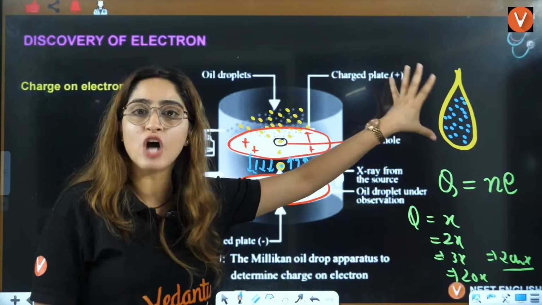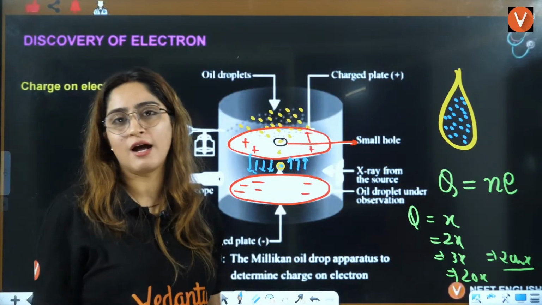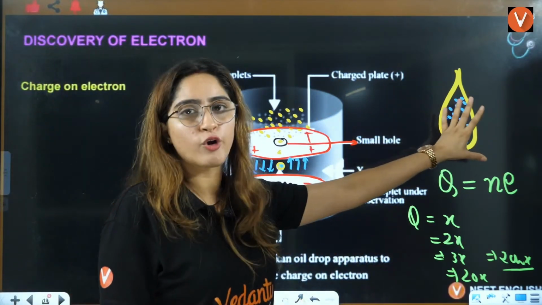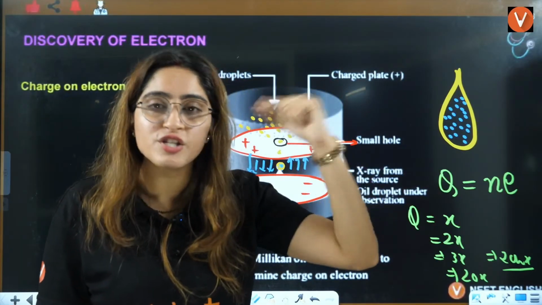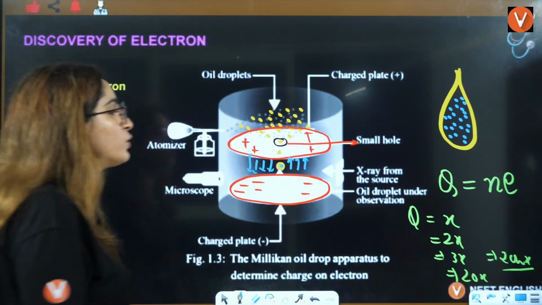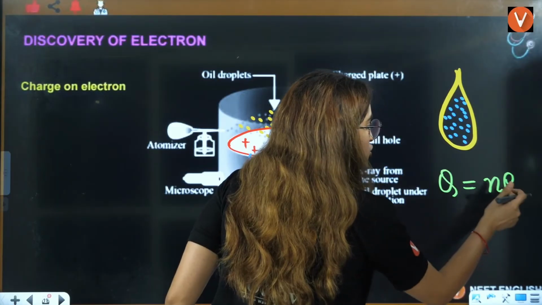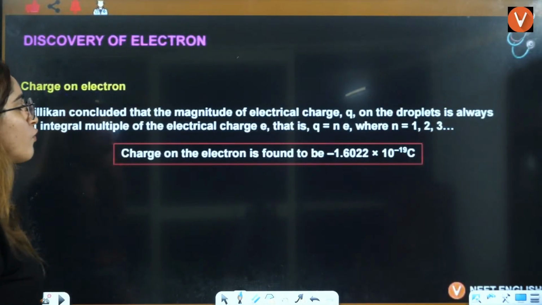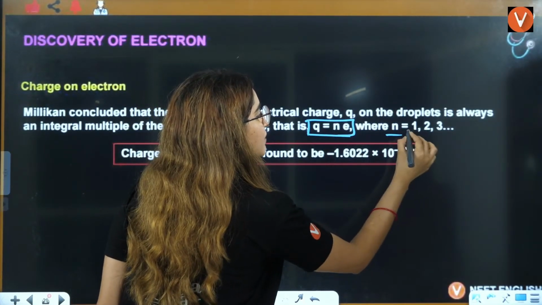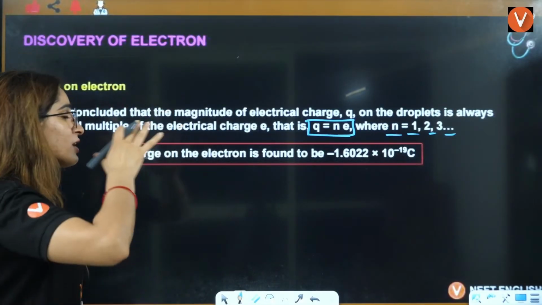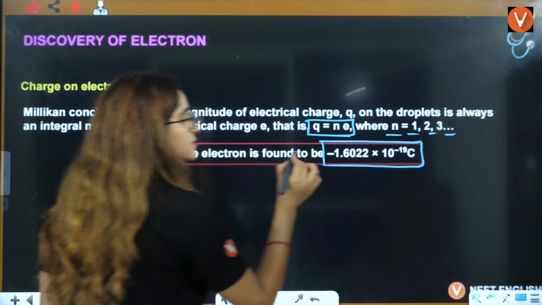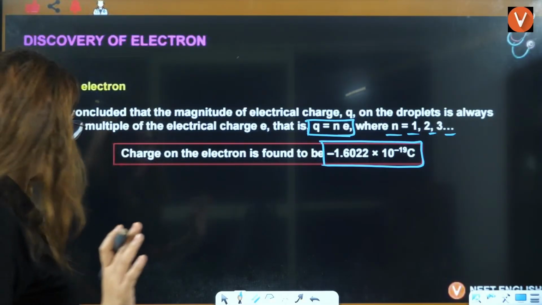This is Q, that is the charge on the oil drop, the overall charge. This was done experimentally. Experimentally, he was checking what is the charge on this particular oil drop. So it was constantly coming out as some integral multiple of one constant value, and that constant value is going to be the charge on the electron. So that's why we say that after calculation, it was always coming out to be Q equals Ne, where N can be 1, 2, 3, 4 and so on. That's why after doing the calculation, this constant was coming out to be this much. That is the charge on the electron.